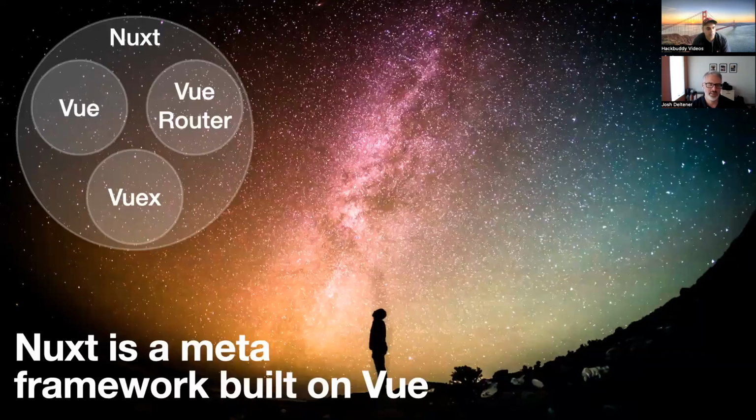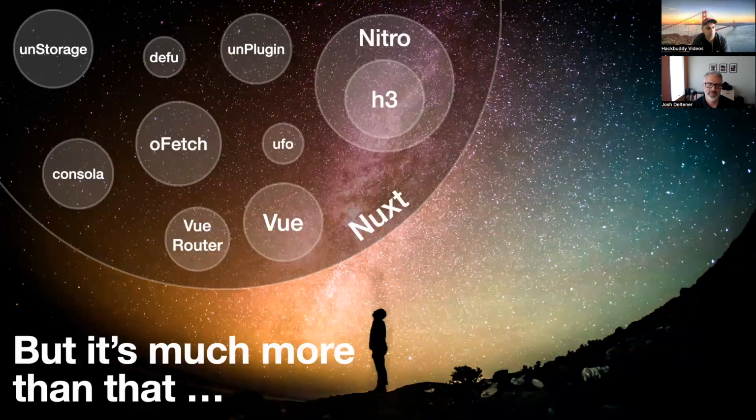What is Nuxt? Basically, it's a meta framework built on Vue. Nuxt wouldn't exist without Vue itself. In a lot of ways, it also is built on top of Vue Router and Vuex, although both of those are optional. Without Vue Router, I do wonder what kind of website you would have if you can't go places. But it's actually much more than that.